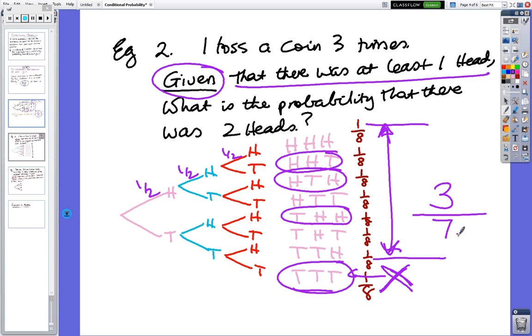So we've got 7 outcomes, so that's the denominator, and then there's 3 answers that are the right answer. So the answer is 3/7. Okay, so copy that and come across when you're ready.